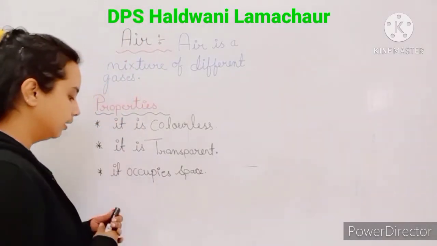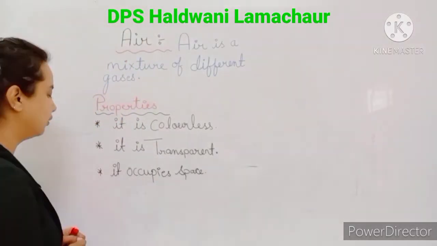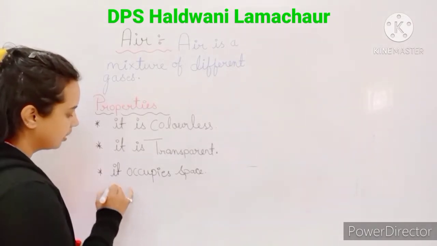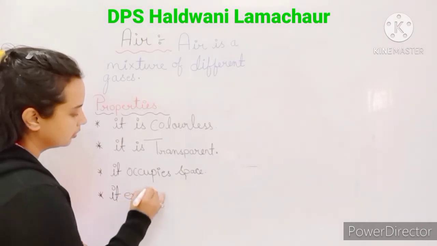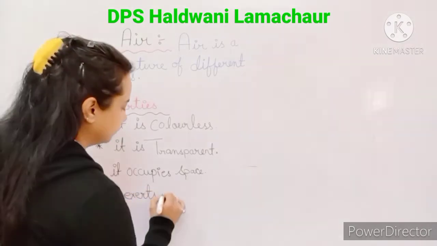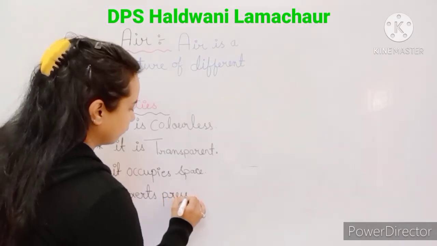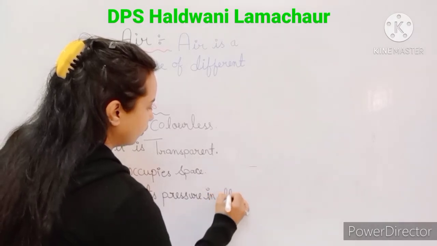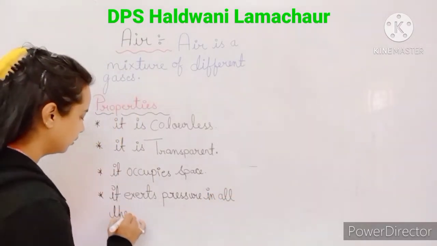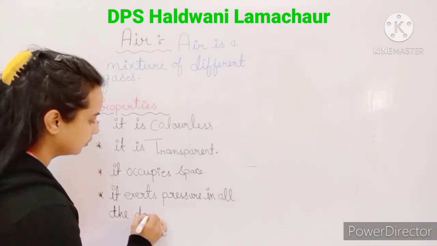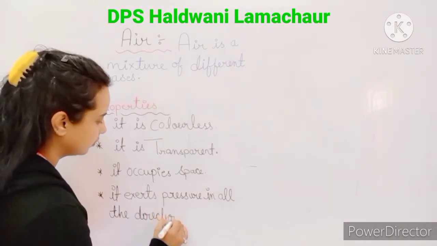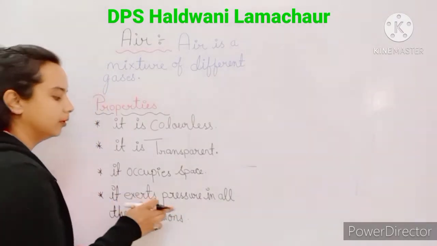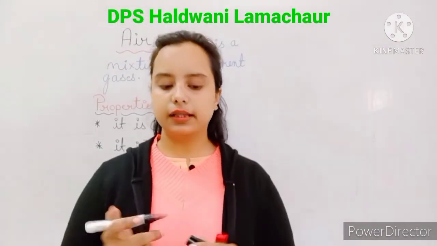Now, the fourth property of air is it exerts pressure in all the directions. Okay, so the air exerts pressure in all the directions.